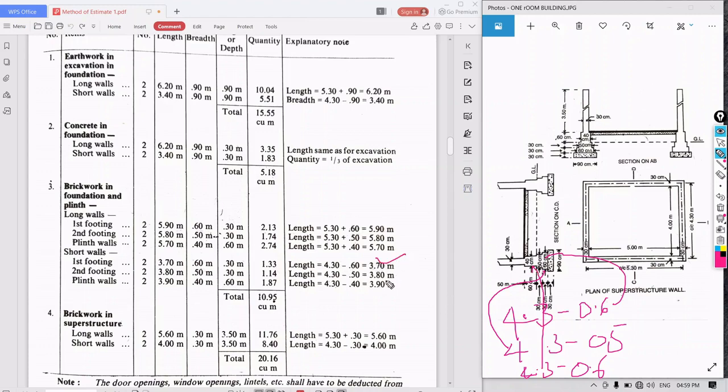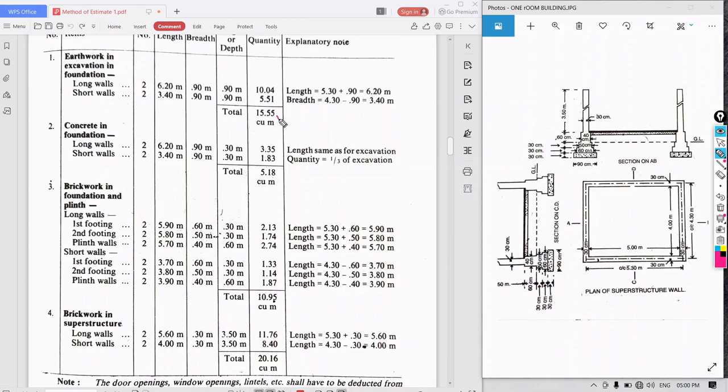4.3 minus 0.60, 4.3 minus 0.50, 4.3 minus 0.40. So what is the length? 3.70, 3.80, 3.90. The breadth is the same: 0.60, 0.50, 0.40. Depth is 30 centimeter, 30 centimeter, and 60 centimeter, that is 0.30 meter, 0.30 meter, 0.60 meter. Multiply them and add them, and you will get the total quantity of brickwork required in foundation and plinth, that is 10.95 cubic meters.